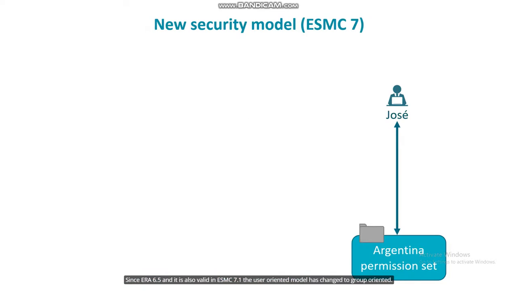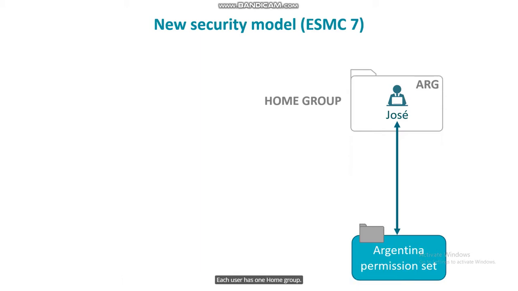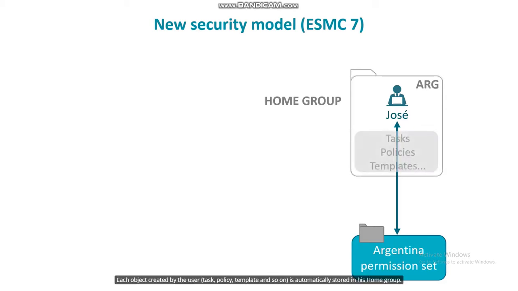Since ERA 6.5, and it is also valid in ESMC 7.1, the user-oriented model has changed to group-oriented. Each user has one home group. Each object created by the user, task, policy, template and so on, is automatically stored in his home group. Objects are associated to groups, not users. This makes it easier to substitute users.